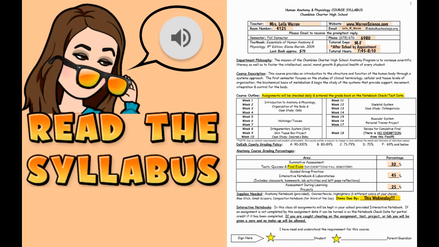And then you're going to need to fill in the percentages for the course. The summative assessments are worth 30%. That includes your tests, your quizzes, and your final exam. The guided group practice is 45%, the biggest category, which includes your notebook. So that's where all your classwork, homework, lab activities, and left page assignments are found. That's why it's so much.